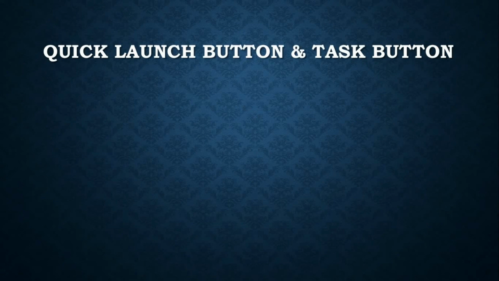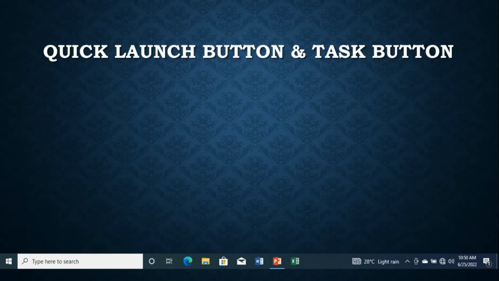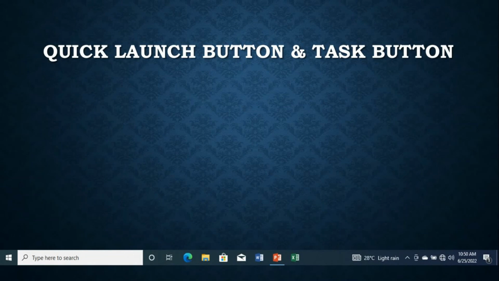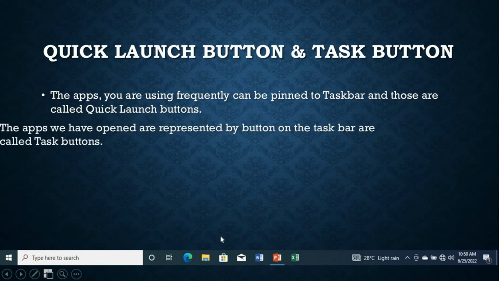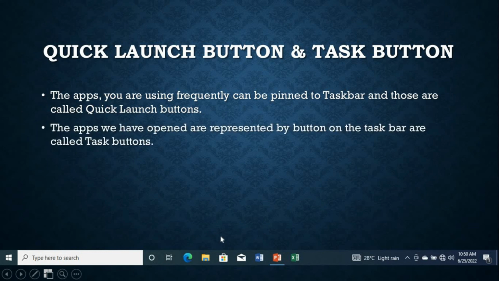Next, coming to quick launch buttons and task buttons. The apps you are using frequently can be pinned to the taskbar, and those are called quick launch buttons. This is the quickest way to open an application. The apps we have opened are represented by buttons on the taskbar, and they are called task buttons. Presently this PowerPoint has been opened, and this is called a task button.